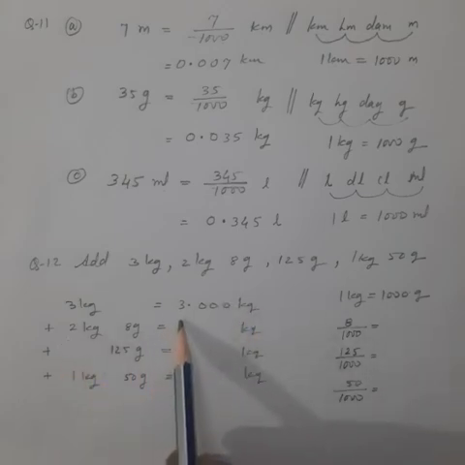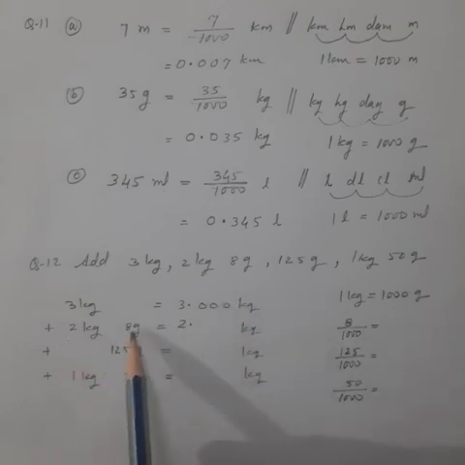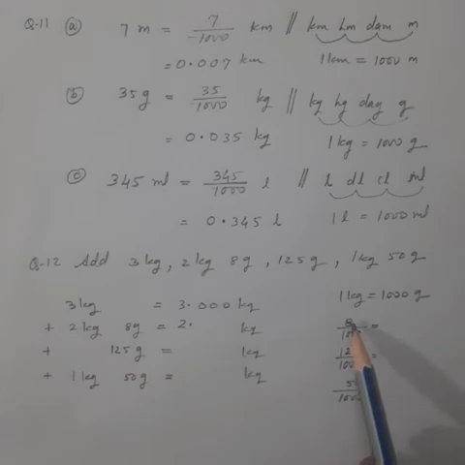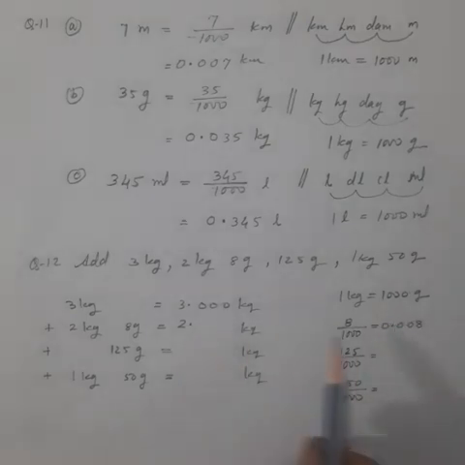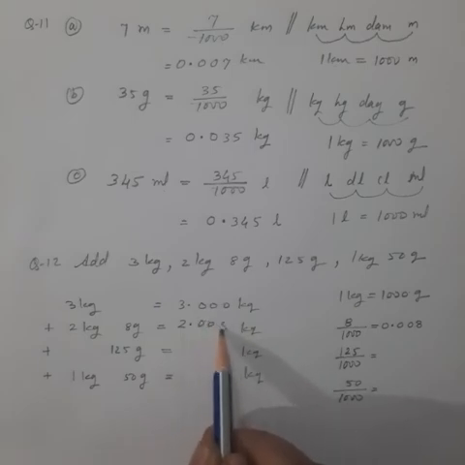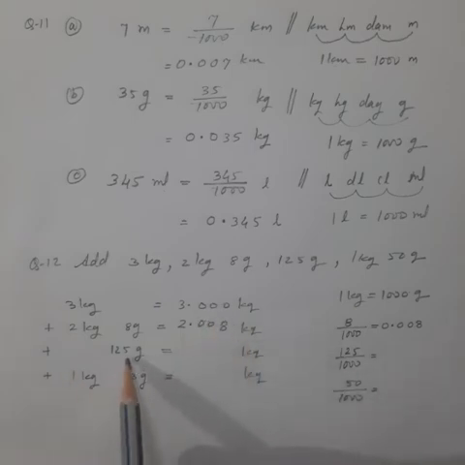Now 2 kg, 2 in the whole part, point. 8 grams. 8 grams converted into kg. Divide by 1000. 8 thousandths. That means there are 3 places after the decimal point. Write 8 and count from right. 1, 2, 3, give the point. So it is 0.008 kilograms. 125 grams divided by 1000.